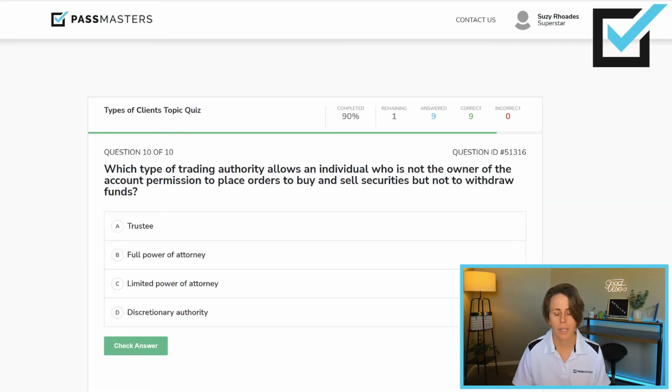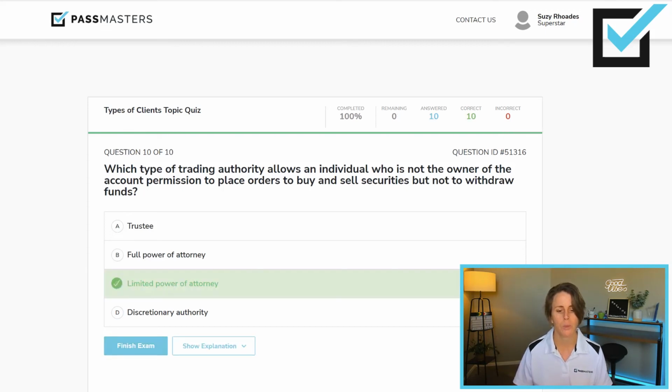Which type of trading authority allows an individual who is not the owner of the account permission to place orders to buy and sell securities, but not to withdraw funds? Choices include trustee, full power of attorney, limited power of attorney, or discretionary authority. It is a power of attorney that is limited in scope because it does not allow the person to whom it's being granted the ability to withdraw funds. If you wanted someone else to have the ability to withdraw funds, you'd want to give them a full power of attorney. Granted, a full power of attorney is risky to give to anyone.